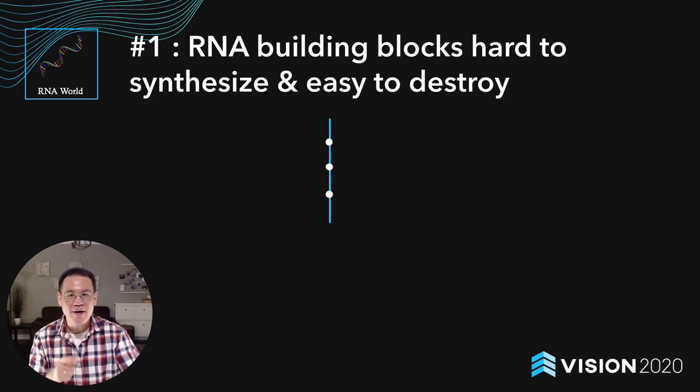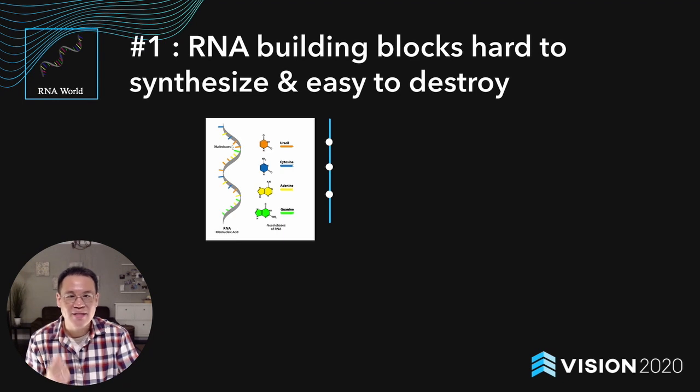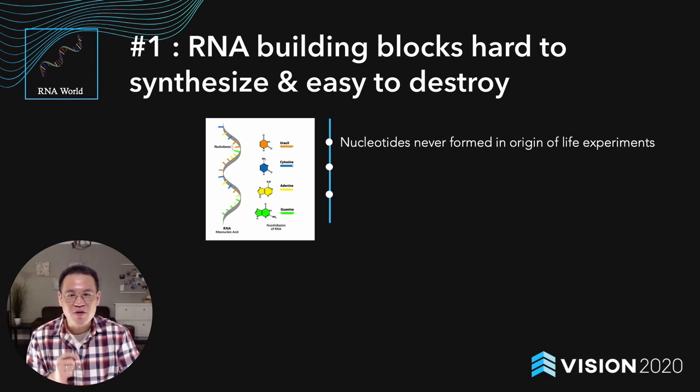First of all, RNA building blocks are hard to synthesize and easy to destroy. The building blocks of RNA are the bases adenine, cytosine, guanine, and uracil. It also has phosphate molecules and a sugar called ribose, very similar in structure to DNA. But forming these and maintaining these in the prebiotic soup has proven to be very difficult or near impossible. First of all, nucleotides are hard to synthesize. In the origin of life experiments, these nucleotides were never formed.